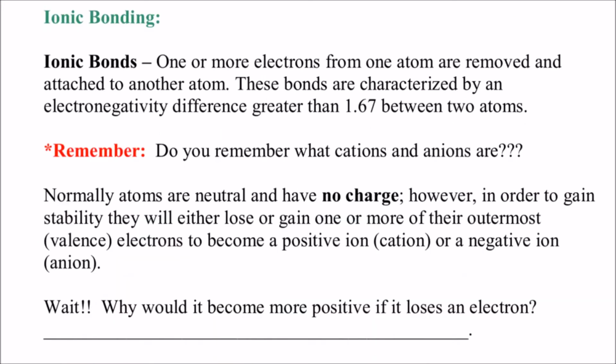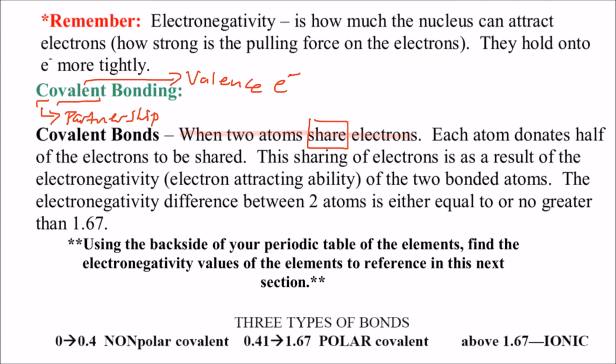Alright, this is the second type of bonding. It's called ionic bonding. And in an ionic bond, there is no sharing of electrons. They are completely removed from one atom and given to another atom. So one or more electrons from one atom are removed and attached to another atom. And the difference in their electronegativity is going to be anything larger than 1.67. And that's in our little chart down here. So anything above 1.67 is going to be an ionic bond.